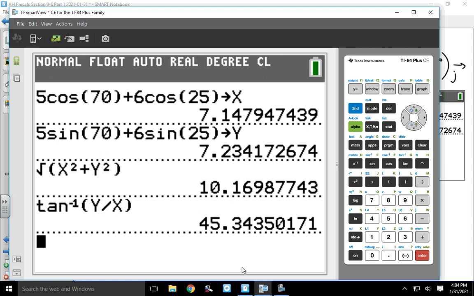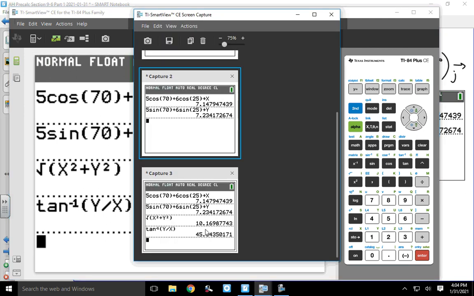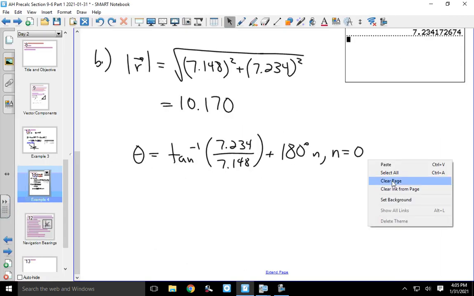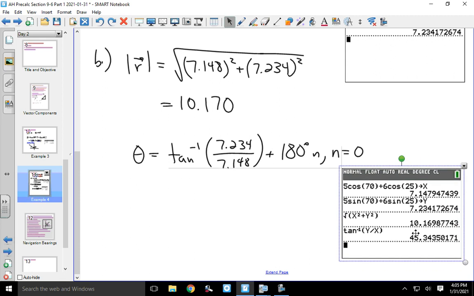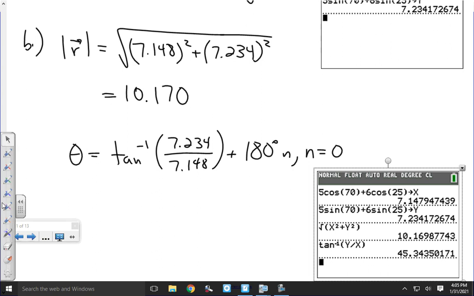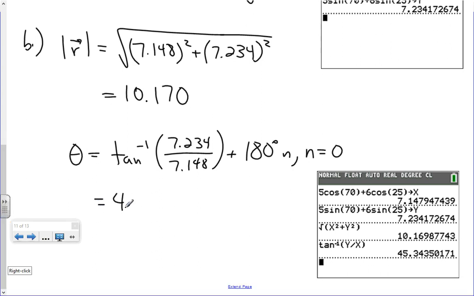So, 45.344. In fact, let me just grab a screenshot of that. We end up with 45, and we shouldn't be surprised it's close to 45 degrees, because the horizontal and vertical components were almost the same. So that's close to a 45-degree angle, 45.344 degrees. All right, so there we go. There's the second part of that, the magnitude and direction of that vector.